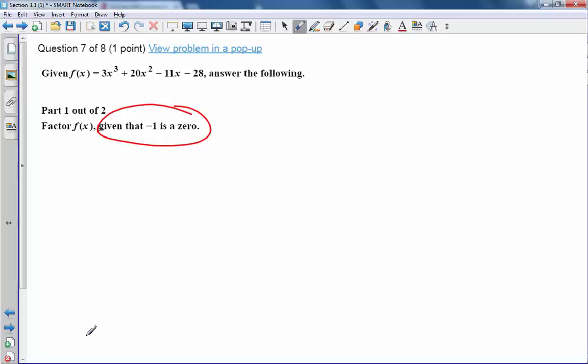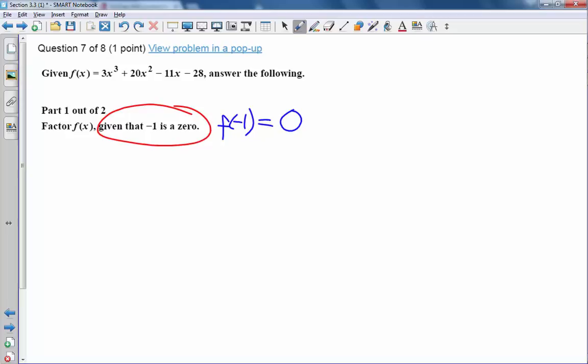What's the meaning of this fact? This fact says being a 0 means if I enter -1 into that function, what do you expect to get? When you enter -1 into the function, what is the result? 0. Yeah. The meaning of 0 is when you enter that given value, -1, f will be 0. If you don't trust me, just plug it in. -1 cubed times 3, -1 squared times 20, -1 times -11, and -28 is going to make 0. Okay?